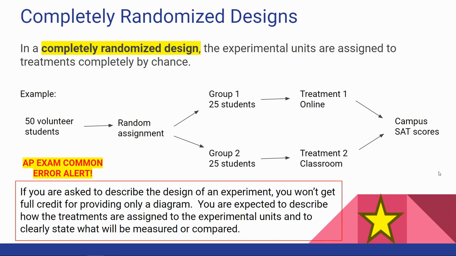You need to be able to describe how the treatments are assigned to the experimental units and to clearly state what will be measured or compared, just like I did as I was talking through the design. So if you're trying to get an idea of how to word it, talk yourself through the design. Use the design as a talking point. That way you can see, I used this method, I grouped it in this way, I assigned it in this way, and I compared the data in this way. That is how you would want to write it out.